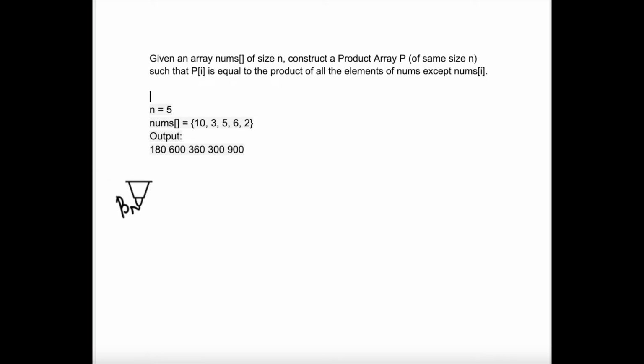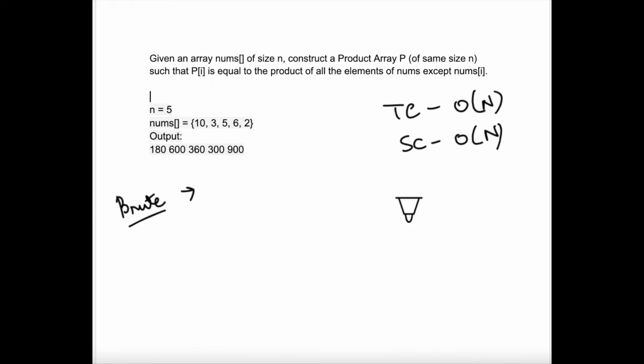We usually talk of the brute force way of solving this first. Let me also write down the time and space complexity. It is order of n, and space is not constant because we need to return a new array. Okay. So as the question suggests, we have to return a product array and each of the elements should be excluding the number itself. So what is the first thing that would come to our mind?